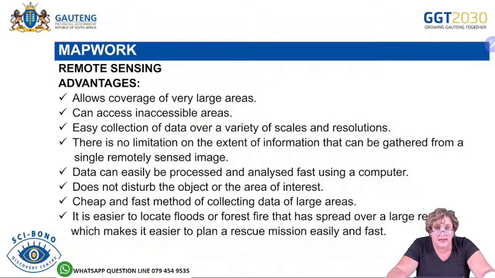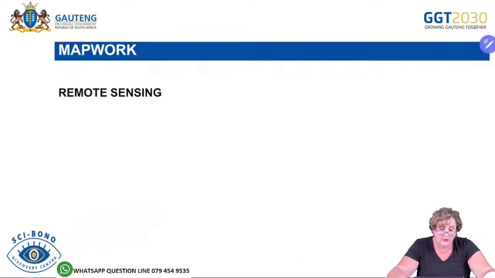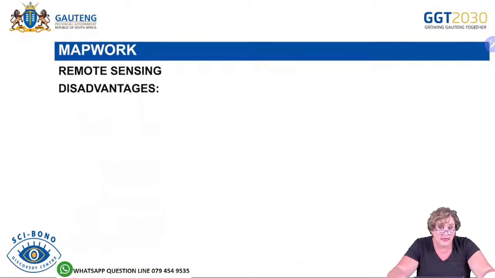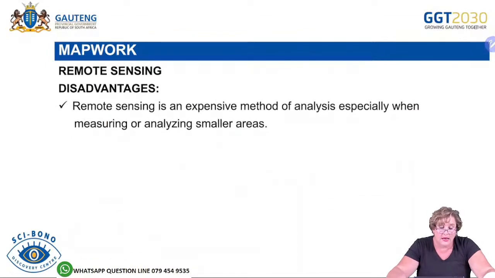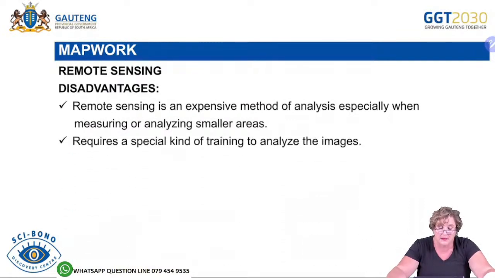And it's very easy to locate floods or forest fires that are spread over a large region, which makes it easier to plan a rescue mission easily and fast. What are the disadvantages though? It's an expensive method of analyzing, especially when you measure or analyze smaller areas. You know, drones are very expensive, satellites are very expensive.